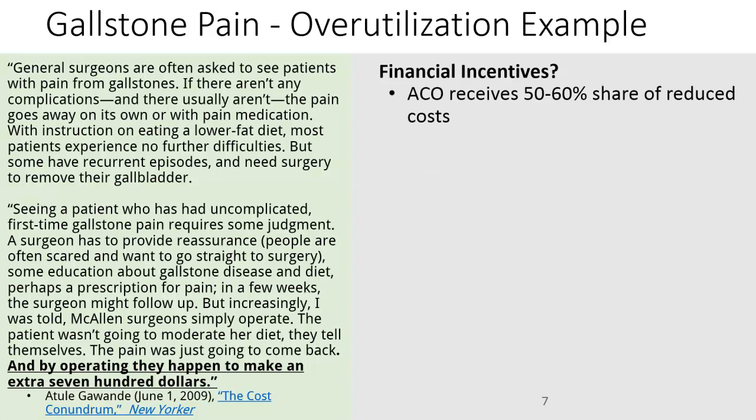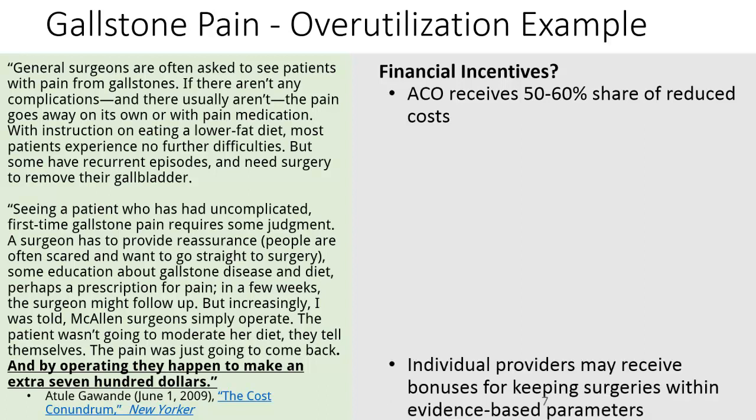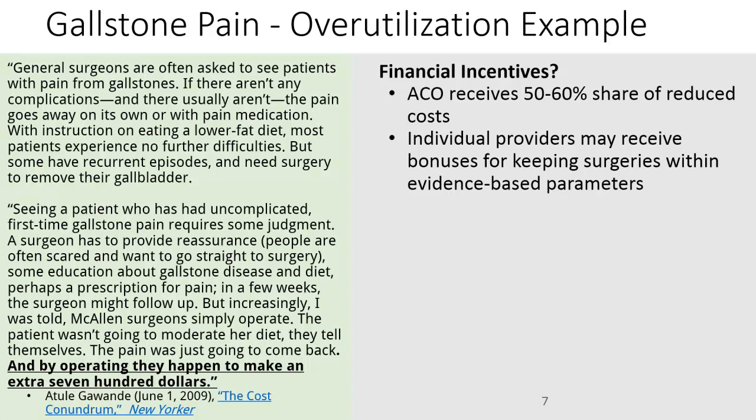So as we covered before, an ACO gets a share of the savings it achieves, and providers may get a bonus for keeping surgeries or surgery referrals within evidence-based parameters. But providers also still get the fee-for-service payment. So looking back to Dr. Gawande's example, the surgeon would be able to get an extra $700 by opting to operate. And the question becomes, are whatever bonuses or incentives the surgeon may get for providing more cost-effective care sufficient to counter the proverbial $700 extra the doctor gets for doing the operation?